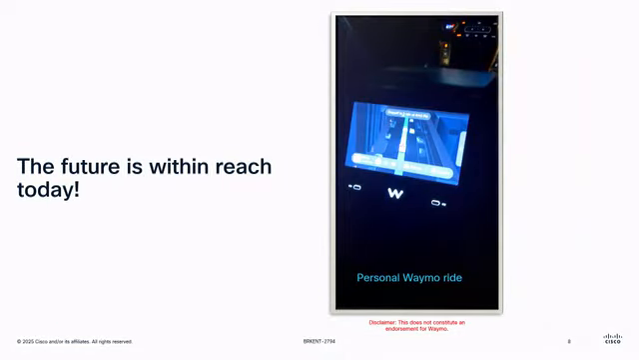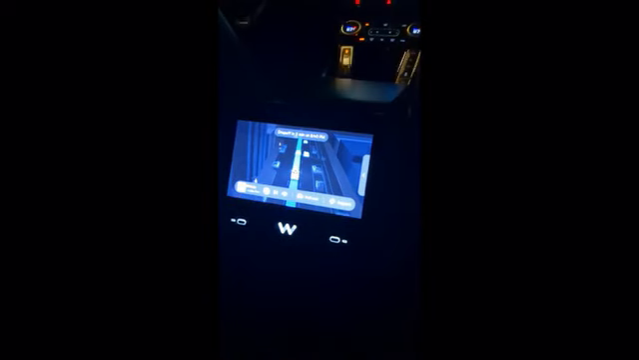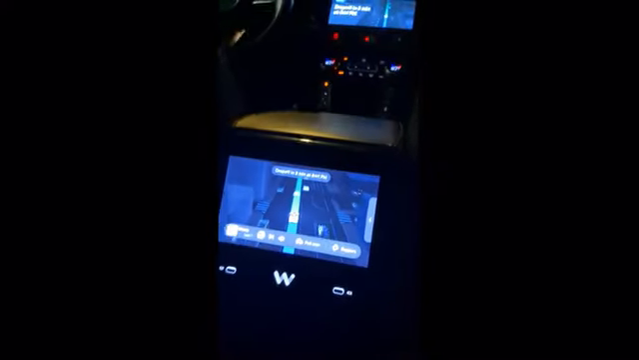So this is a little ride in the Bay Area on a Waymo. This is the most polite driverless vehicle I've ever been on. It pulls over to the side, uses the blinkers. It's extremely polite, but guess what? There's no driver in it.